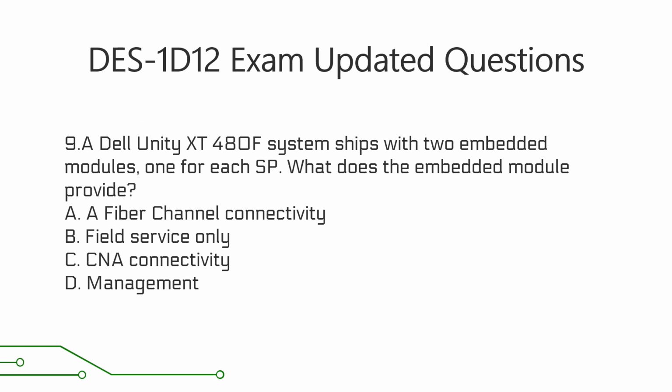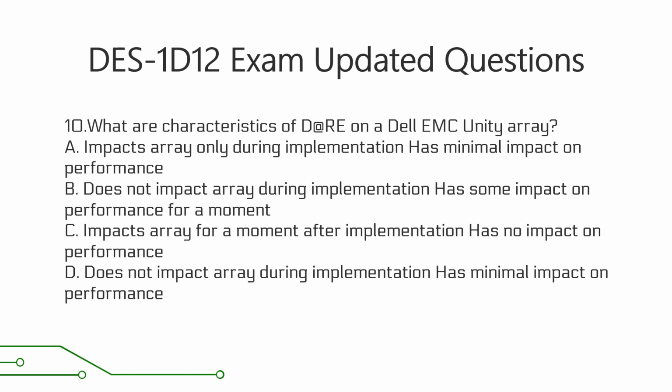9. A Dell Unity XT 480F system ships with 2 embedded modules, one for each SP. What does the embedded module provide? A. Fibre Channel connectivity. B. Field service only. C. CNA connectivity. D. Management.